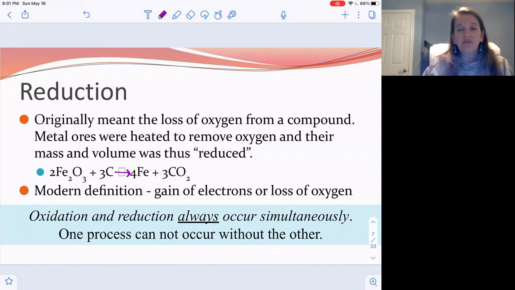Now, these have to happen at the same time. You cannot have one without the other. If something is losing electrons, something else has to be gaining those electrons. You can't just get rid of electrons willy-nilly.